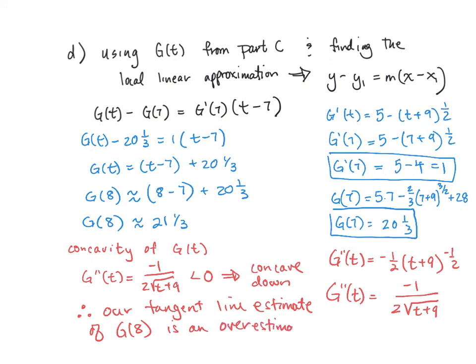And then here's just a little picture. I'll draw a little picture of something that's concave down, with a tangent line. If we have a point of tangency and then use the tangent line, it's an overestimate.